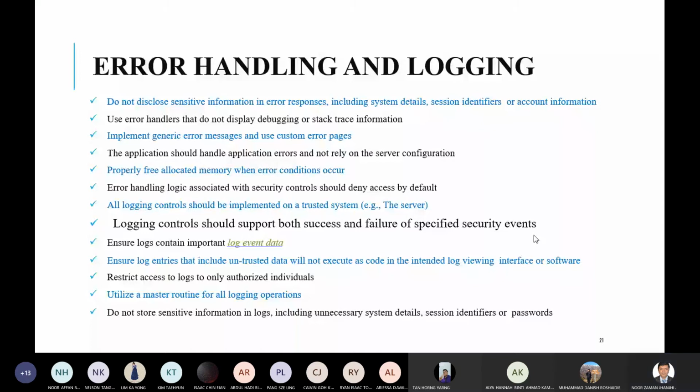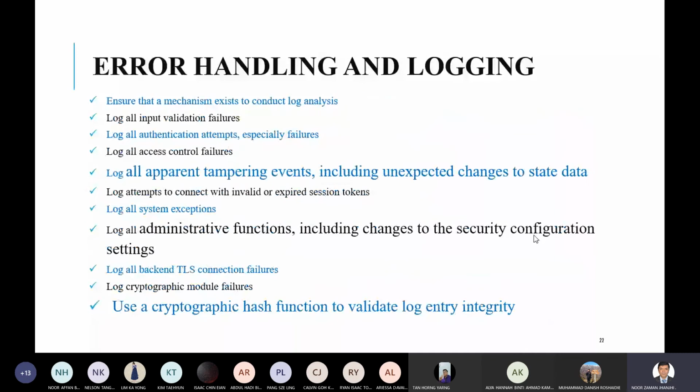Further, we need to ensure that a mechanism exists to conduct logging, because log files are an easy and direct source for hackers to get information about your software. So we need to be very critical. You can see a huge checklist about log files. Log all input validation failures, log all authentication attempts, especially failures, log all access control failures, log all apparent tampering events, and everything else. You can see how important it is, and there is more on that list.